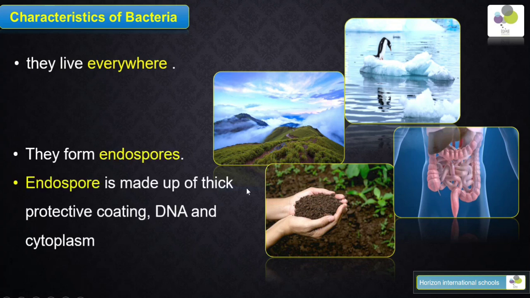Okay, in harsh conditions, guys, when the conditions are not right, the bacteria have an advantage, which is making an endospore. An endospore is like a thick protective coating that protects the bacteria from harsh conditions, and it contains the DNA and the cytoplasm. And when the environmental conditions become good, the endospore breaks open and the bacteria become active again.